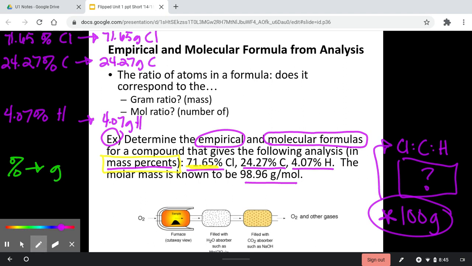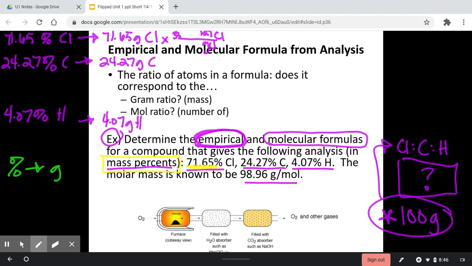Now, I have my stuff in grams. Look what we've done. We have gone from percent into grams, which is nice. I don't like dealing with percent. Percent makes me a little nervous, but grams I feel more comfortable with. It's still not what I want though, right? I want the empirical formula, and those subscripts in that empirical formula are measured in moles. So now what I need is to get them in moles.